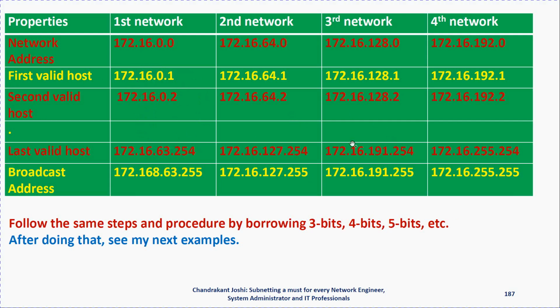So exactly the same thing, whenever we borrow 1 bit or 2 bits or 3 bits or 4 bits, whichever class it is, borrowing 1 bit always gives us 2 subnets, borrowing 2 bits always gives us 4 subnets, borrowing 3 bits always gives us 8 subnets. 4 bits borrowed means 2 power 4, 16. Borrowing 5 bits means 2 power 5, 32 subnets. So the same formula applies. It only depends upon which octet we are looking at.